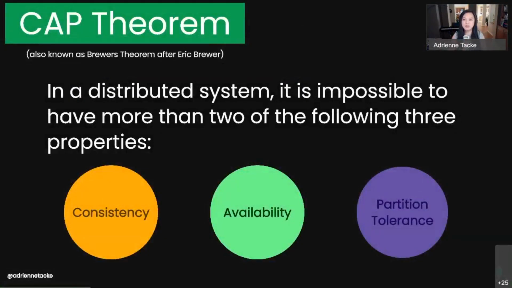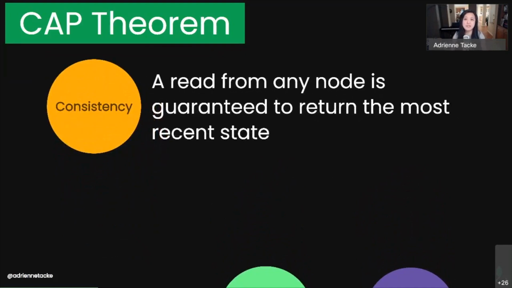So CAP theorem, also known as Brewer's theorem, based on the computer scientist Eric Brewer, who has projected this out into the world. And so he states, in a distributed system, it is impossible to have more than two of the following three properties. That's consistency, availability, and partition tolerance. CAP, right? Because we just need more acronyms in tech. So quickly, what are those? Because even these are contested in what they actually mean. And at least for the context of this presentation, I'd like to tell you what I see them as, or what I feel they should be.